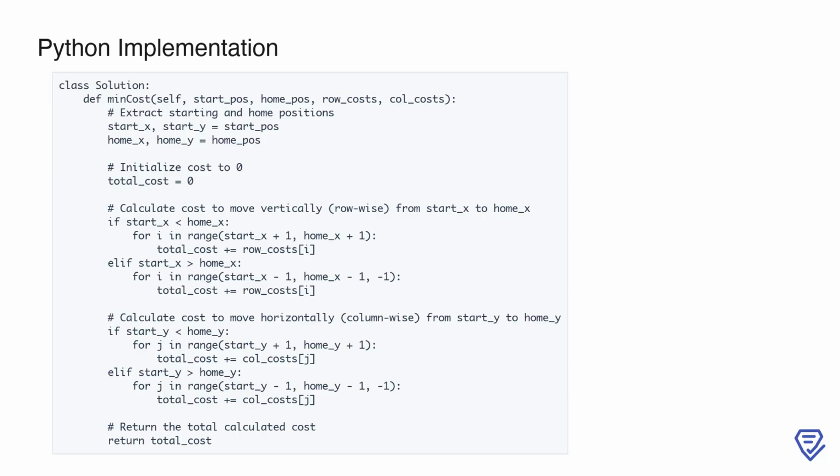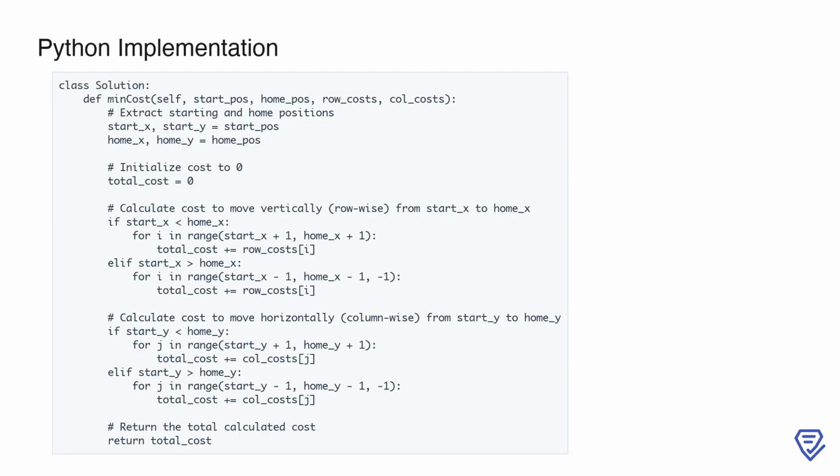3. Vertical, row-wise, movement. If the robot needs to move downward, from start_x to home_x where start_x < home_x, we iterate from start_x plus 1 to home_x and add the respective row_costs for each row. Similarly, if the robot needs to move upward, from start_x to home_x where start_x > home_x, we iterate in reverse, from start_x - 1 to home_x - 1, and sum the respective costs.